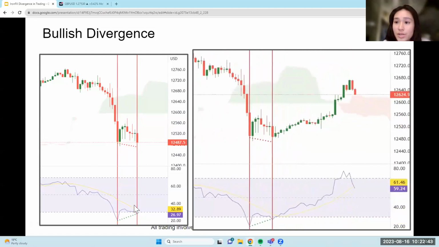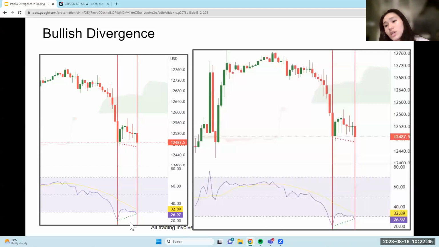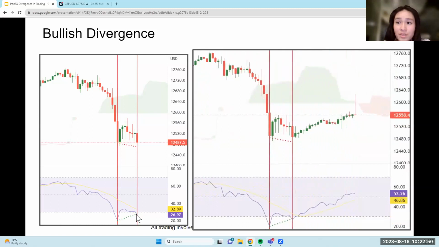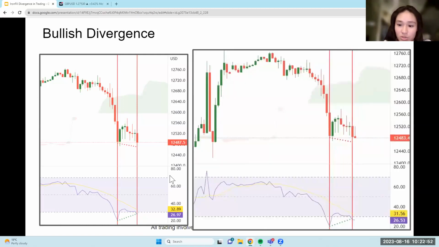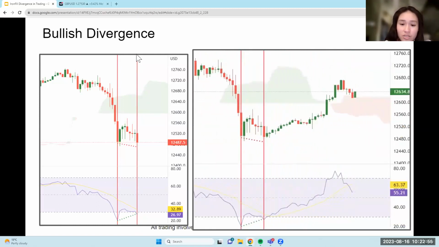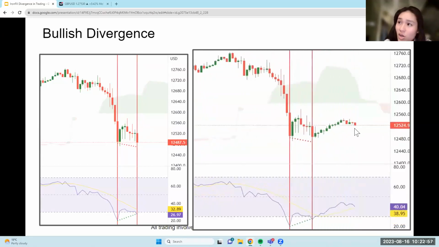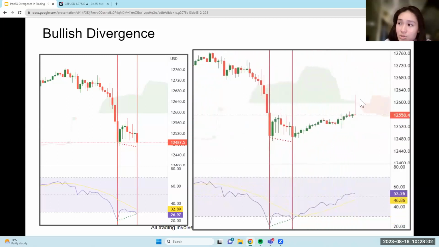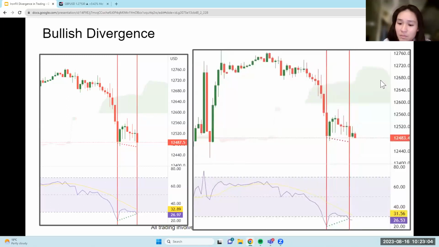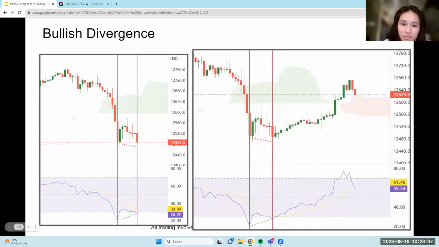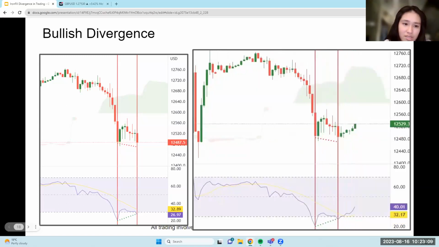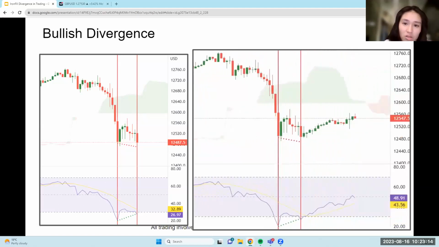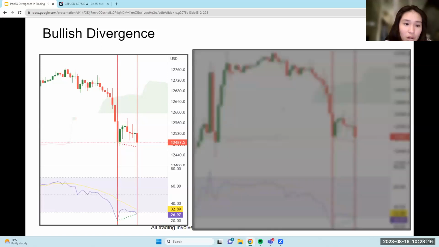But because price has made a lower low, RSI, or stochastic in this case, is giving us a higher low, then we can expect price to shoot up immediately after this second vertical line. You can see on our GIF, that's exactly what happened. You can see how it immediately shoots up after that. So you can use this as a forecast or prediction of whether prices are going to drop or go up.